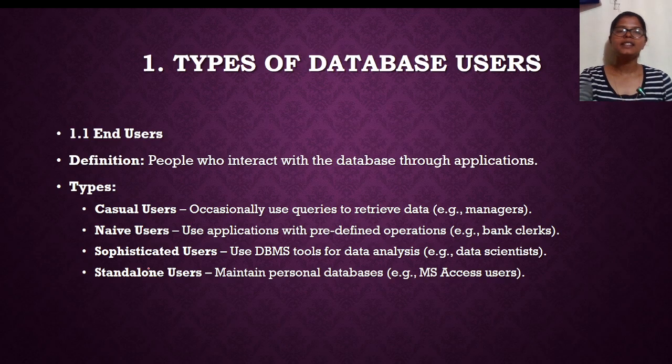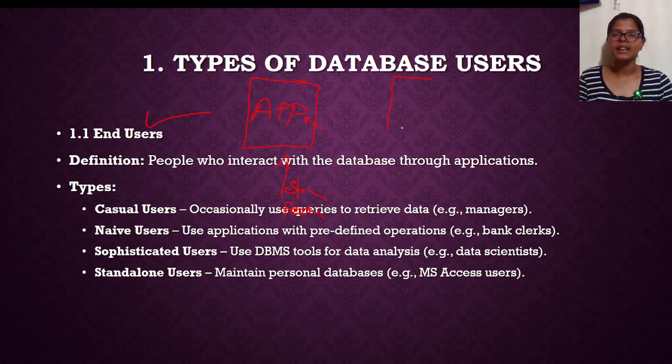The first one is the end user. If you take an example like a college app for attendance management, my college is running an app to maintain the attendance and marks of each student. Here the student is an end user, faculty is an end user, teacher is an end user. Students and teachers interact with the app to communicate with the database. Each student's marks and attendance are stored somewhere else, which is called a database.